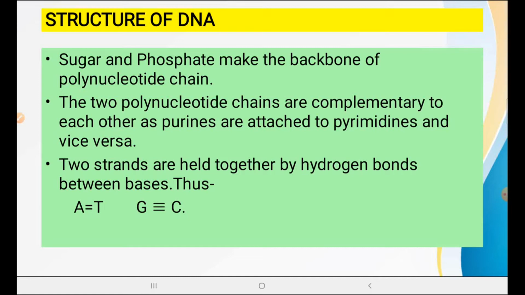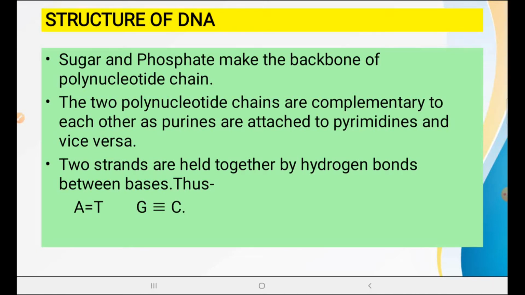Sugar and phosphate make the backbone of the polynucleotide chain. So the backbone of the polynucleotide chain is formed by the pentose sugar and phosphate group. Got it? The sugar is what? Deoxyribose sugar in case of DNA, and in case of RNA it is ribose sugar. Here deoxyribose sugar is found.